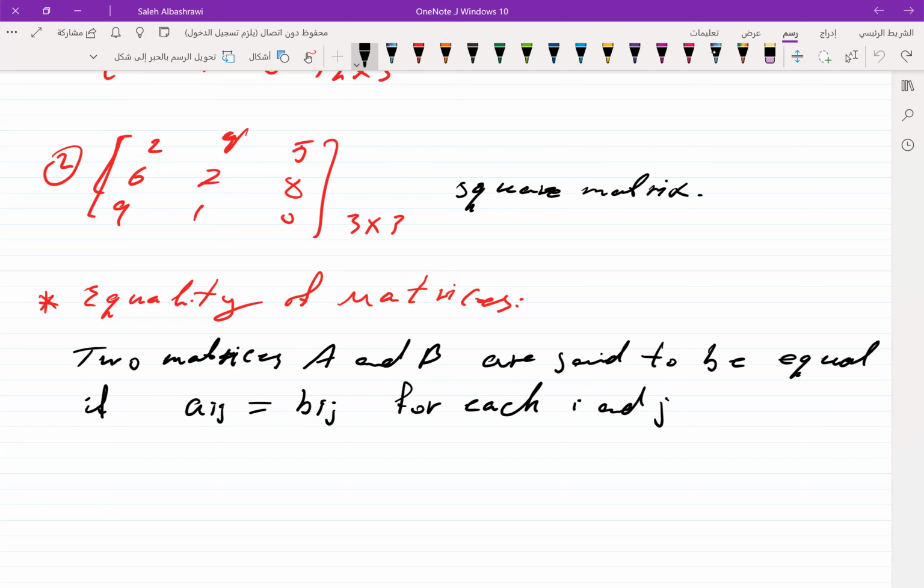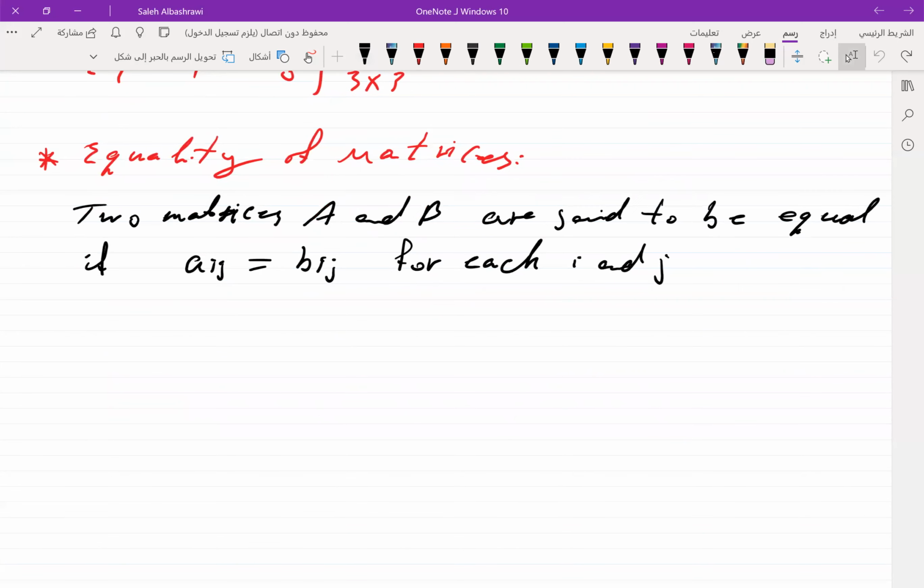Aij means we are looking for the element of the matrix A and the element of the matrix B in the same position. We are comparing the elements in the same location. The first element in A is compared to the first element in B, the second element of A to the second element of B. If they are equal for each one of these elements, we say they are equal.